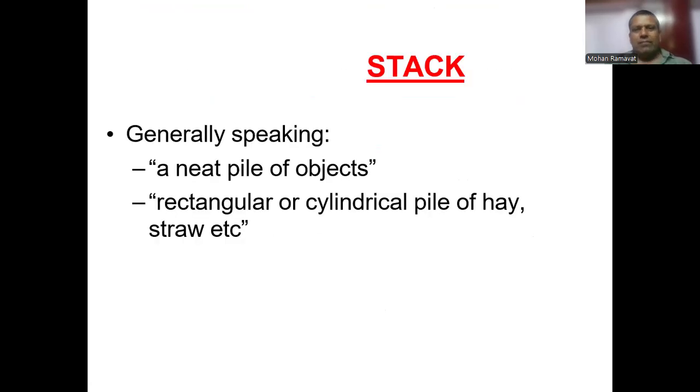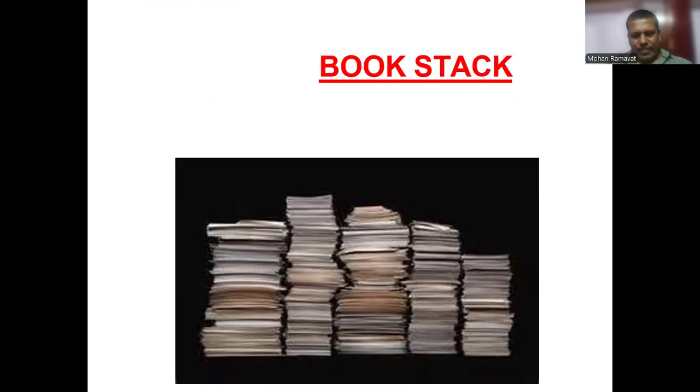Coming to data structures, one of the examples is the stack. So what do you mean by stack? Generally speaking, a stack is nothing but a neat pile of objects, placed side by side or on top of one another. It can be a rectangular or cylindrical pile of hay or straw. Here, the example of books acts as a stack. There is a pile of books arranged on top of one another, right? So the pile of books here is nothing but the stack.